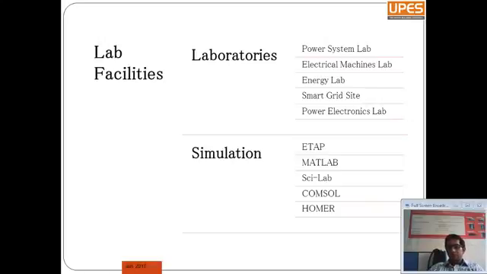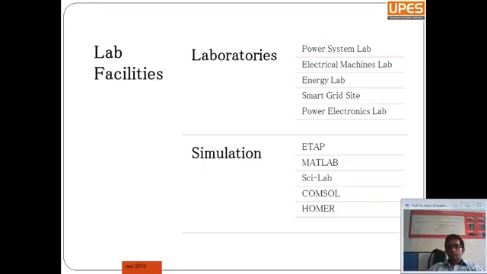So simulation plays a major role in learning practical things. We have the software called ETAP, which is Electrical Transient Analysis Program, which caters to the distribution sector and the transmission sector, wherein you can have the generator, you can have the consumers, and you can check the load flow: how much power is being taken in, how much power is being generated, how much power is being lost in between. So it gives you a good idea, which is very difficult to see practically.